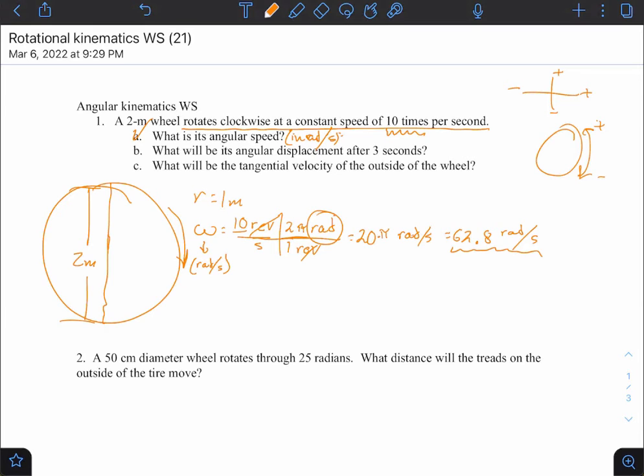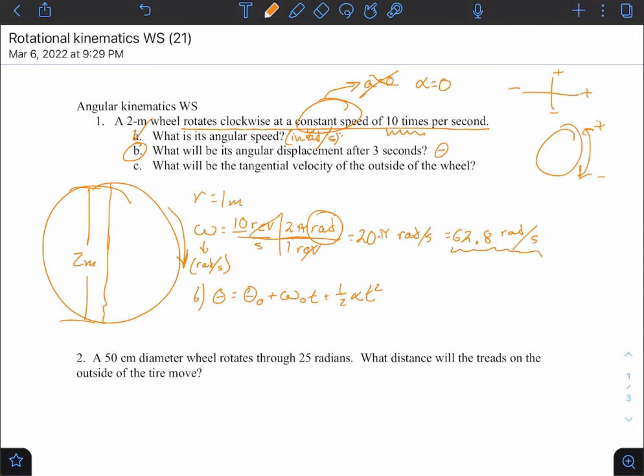And B, what is the angular displacement? So we are looking for theta, and again, these equations are identical to your kinematic equations, but just replacing the variables. So I'm going to go with theta equals... we have constant velocity, right? It's a constant speed, which means angular acceleration equals 0. Which I think means we can use the second equation. Theta equals theta naught plus omega naught t plus 1/2 alpha t squared.